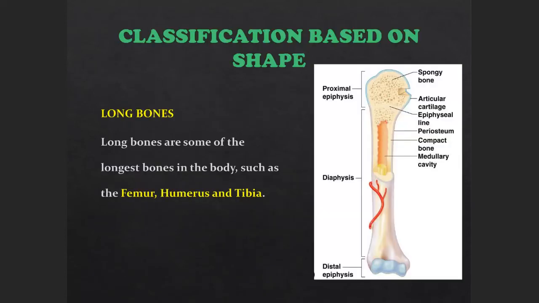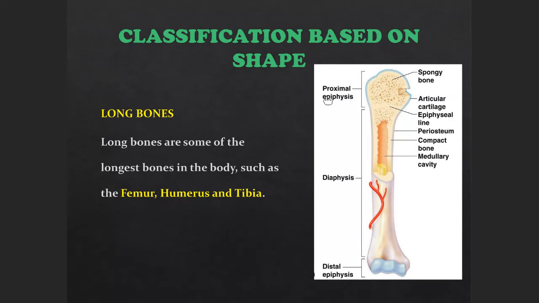Now classification based on the shape. We have just discussed what is a long bone. Basically, long bones are some of the longest bones in the body. Which are those bones? Femur, those are your leg bones. Humerus, those are your arm bones, and tibia is also there, one of the leg bones. Now here you need to focus on the parts of the bone. Remember, this is one bone. It has a proximal end and it has a distal end.